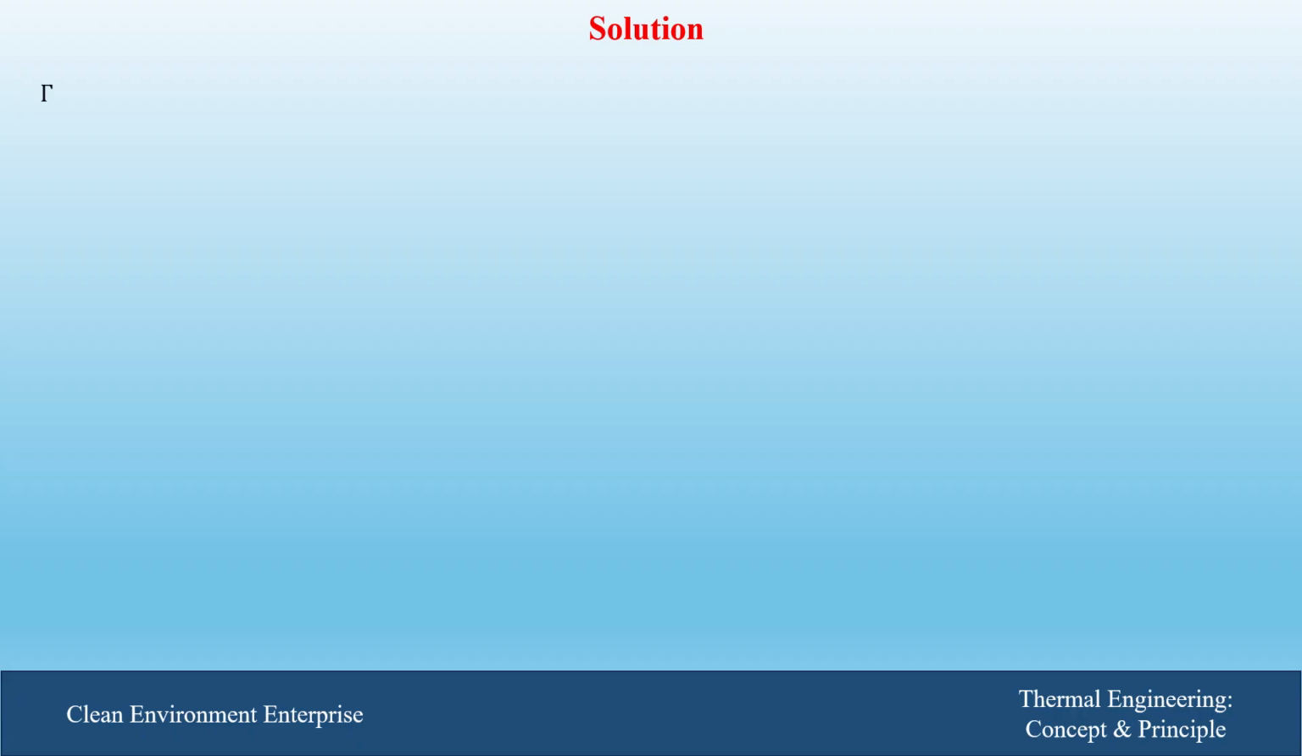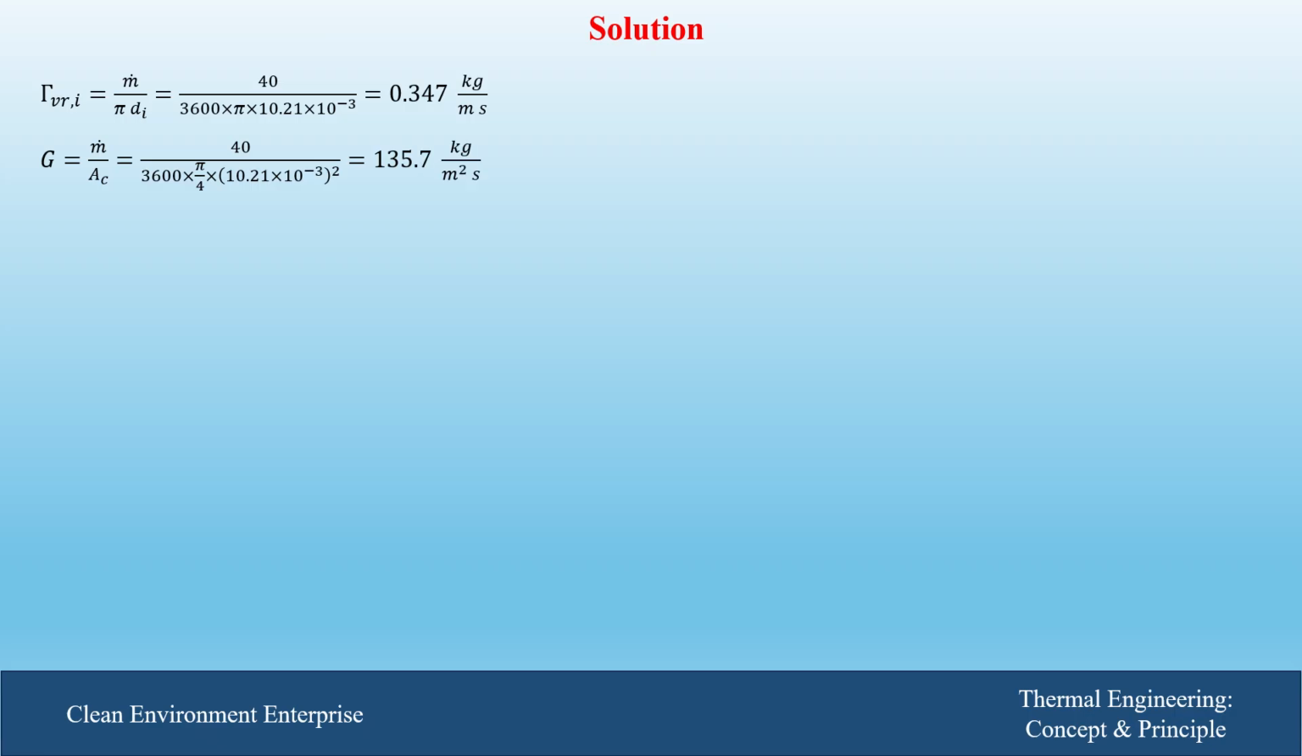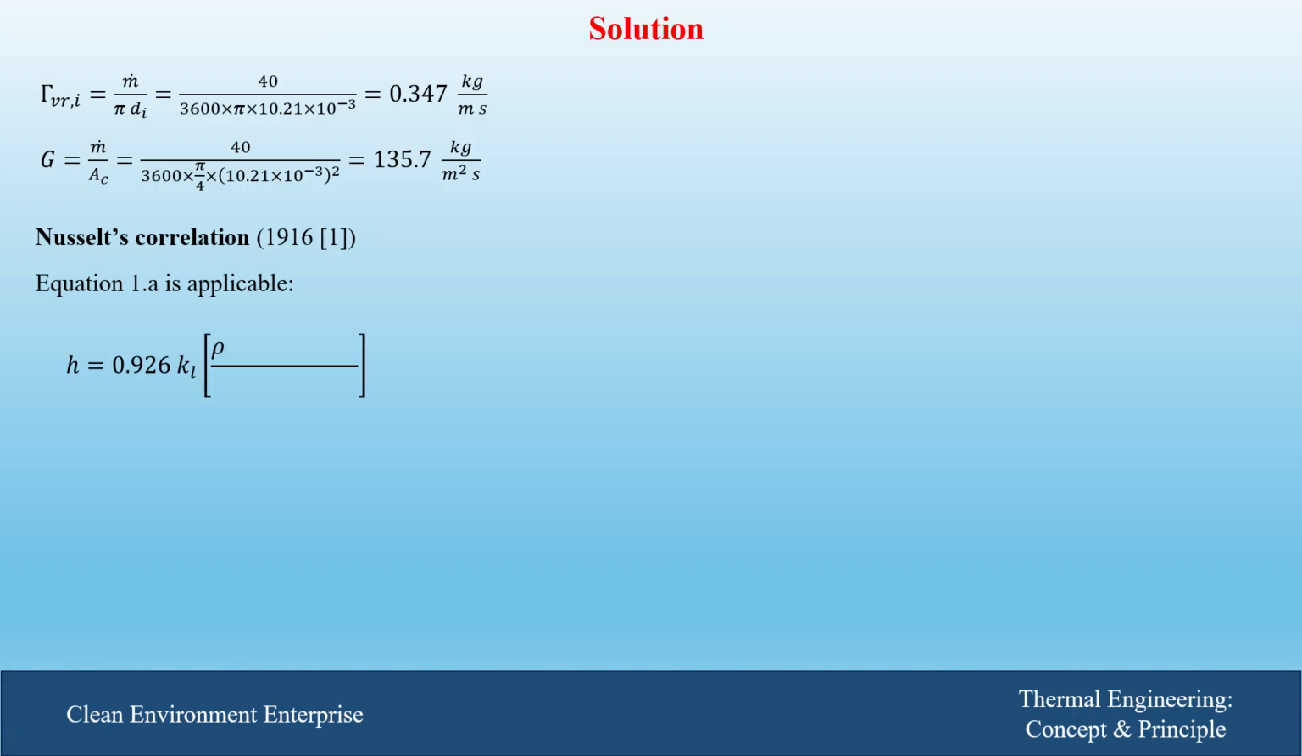Solution: we will start with calculating the condensate tube loading, which corresponds to 0.347 kilogram per meter second, and we have the mass velocity represented by capital G equal to 135.7 kilogram per meter square second, and Nusselt correlation as presented in equation 1a.